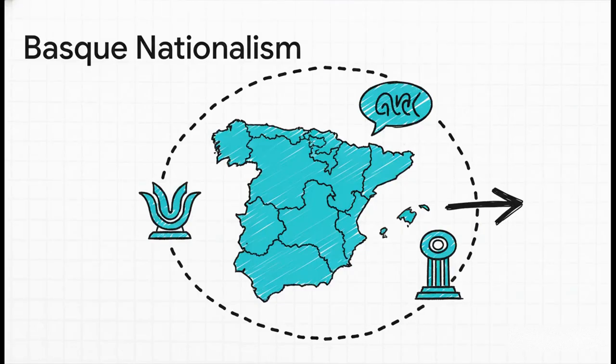And rights aren't just for individuals. They can be for groups too. Take the example of Basque nationalism in Spain. This is a political movement that's claiming a collective right to self-determination for the Basque people. They point to their unique culture, their language, their history, and argue that all of this gives them the right to govern themselves, even pushing for full independence.